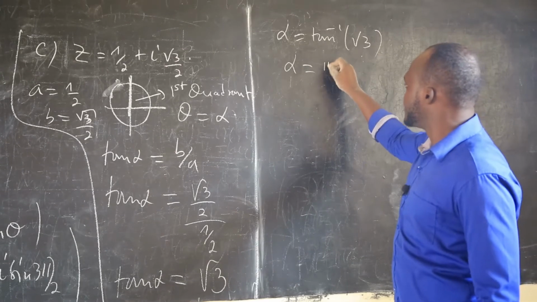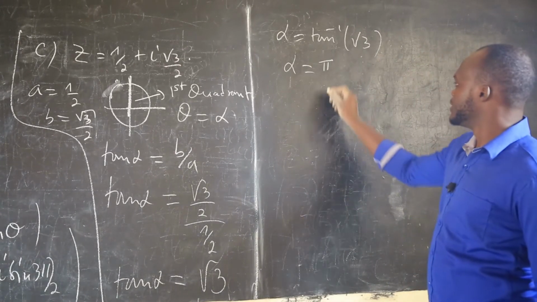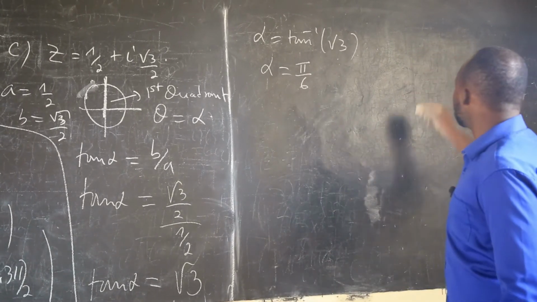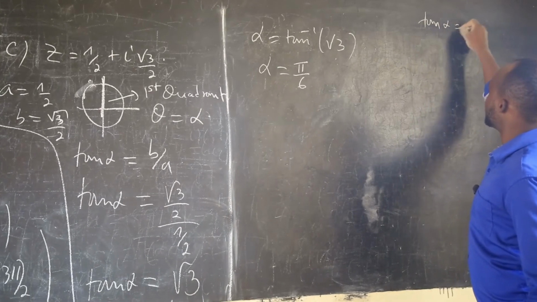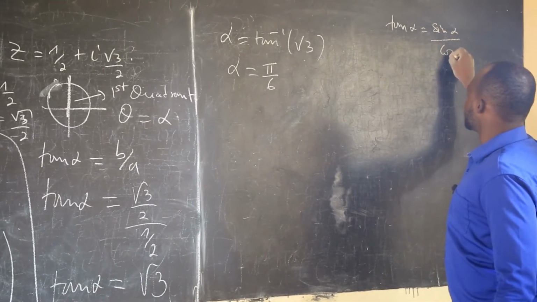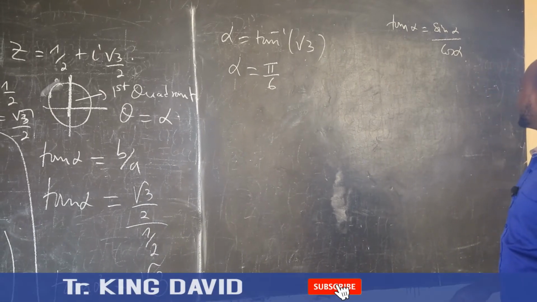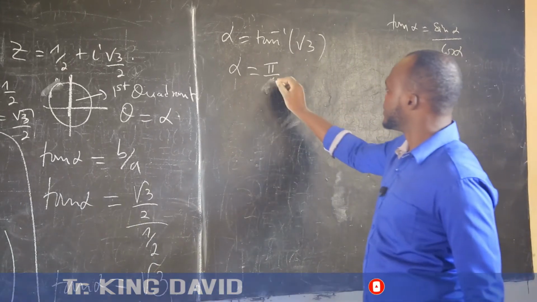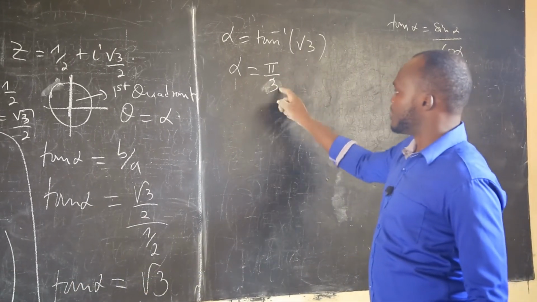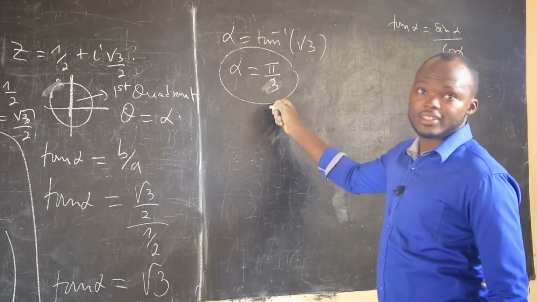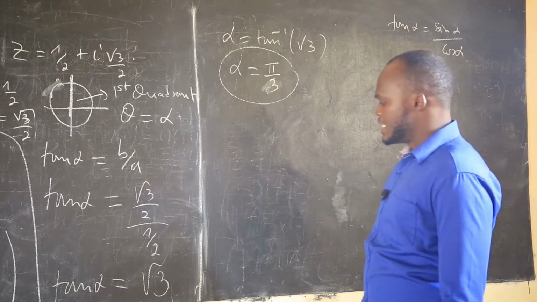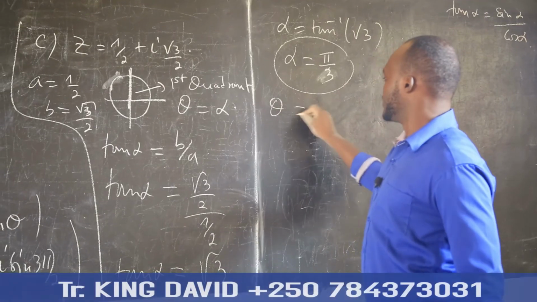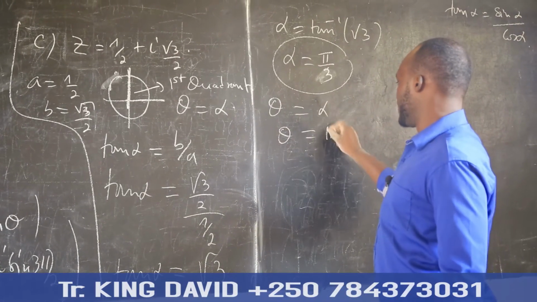So what will be tan inverse of root 3? Is it pi over 6 or pi over 3? Because tan is the same as sine over cos, it is pi over 3, not pi over 6. If you use a calculator, you get 60 degrees. So alpha is pi over 3, and in the first quadrant the angle equals alpha, so our angle is pi over 3.